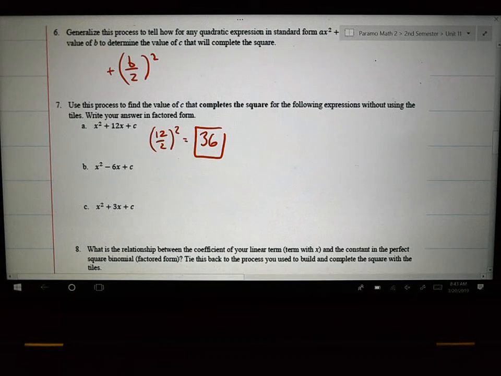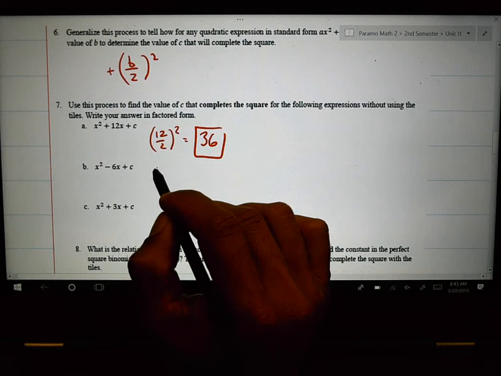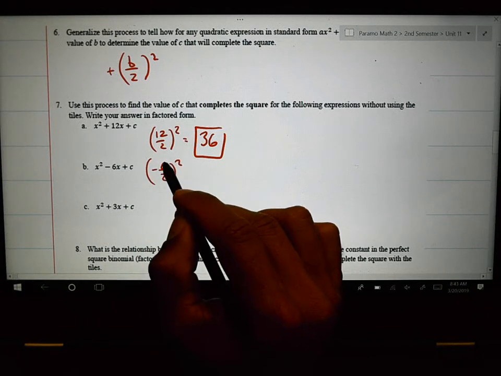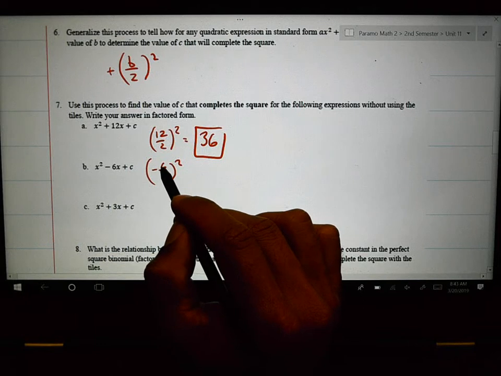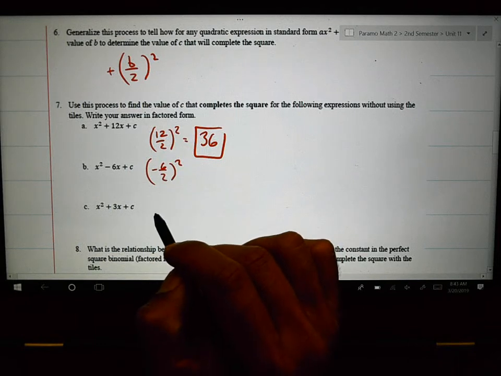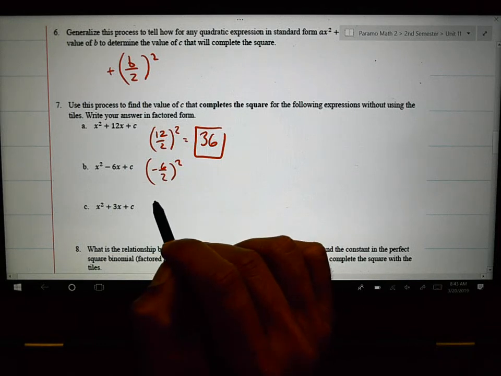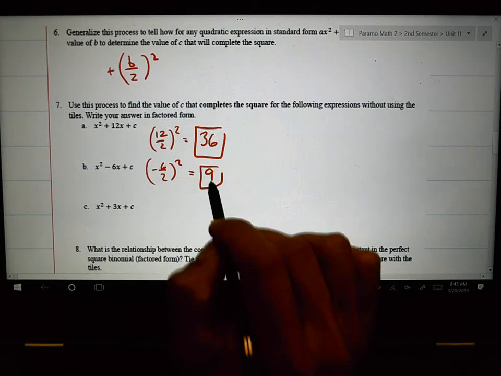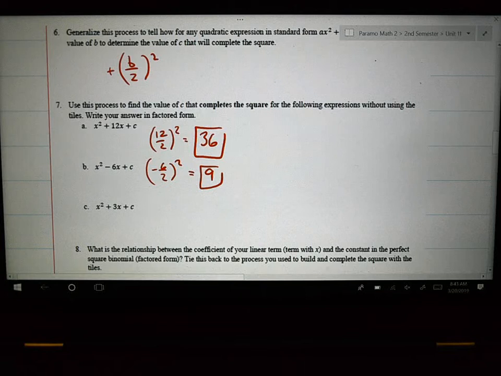What happens if it's negative? Does that change anything? A negative divided by a positive is a negative, so that would be negative 3. But what happens when you multiply a negative 3 times a negative 3? What does it become? So the negative doesn't change the c value at all. It may change the factored value. That's different. We'll talk about that in just a little bit.